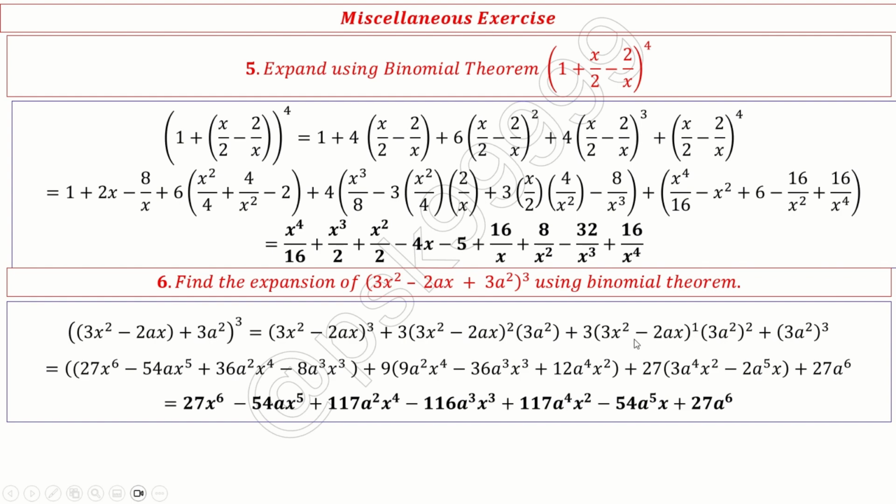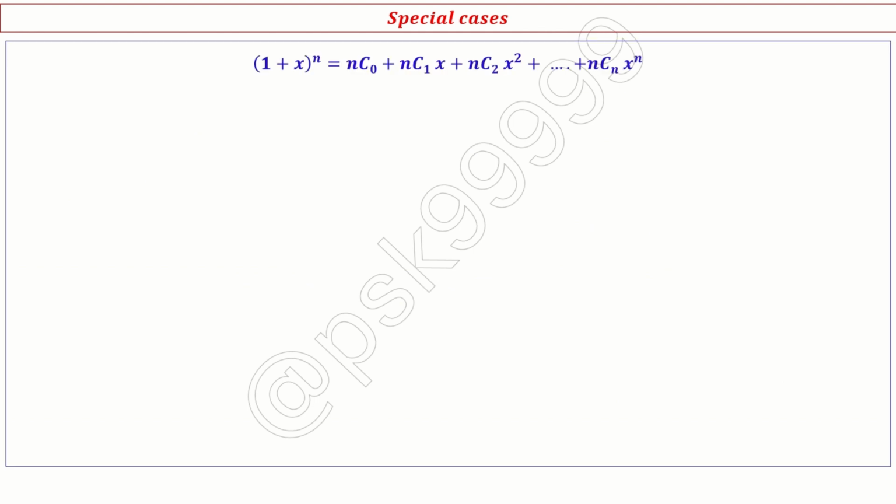There are 4 terms, and then you expand each one further, the cube term, the square term, and the power 1 term, and then simplify them. Next, special cases. Let's see some special cases, some more applications where we can apply this binomial theorem. This is the general term, (1 + x) to the power of n equals this value. I wrote this because we can derive a few special cases out of it.